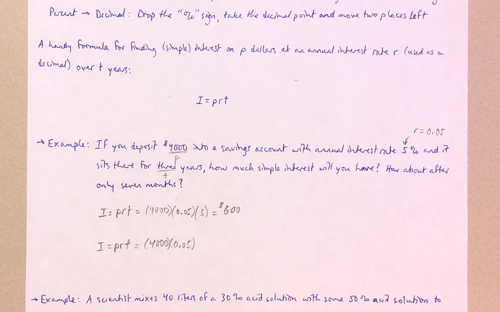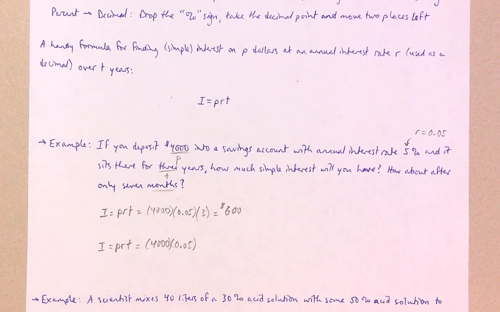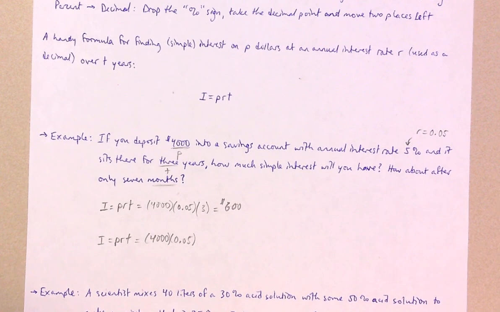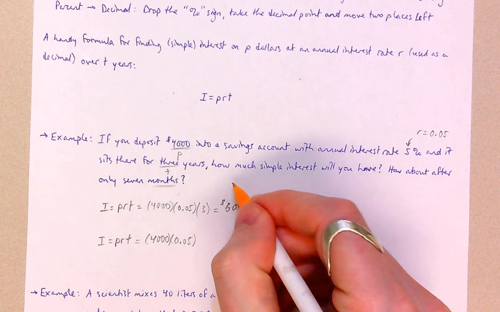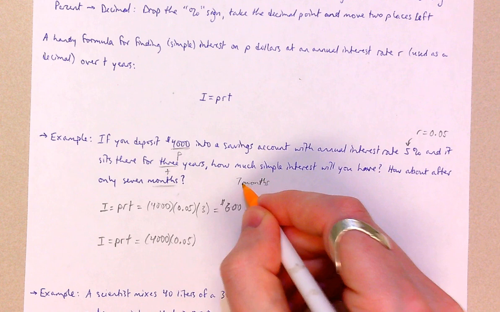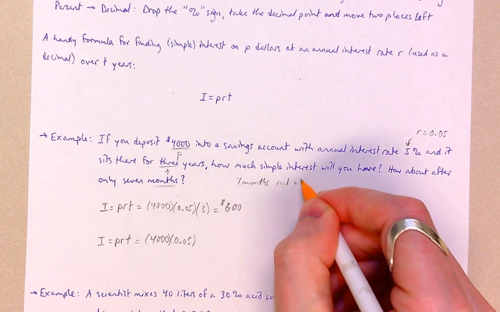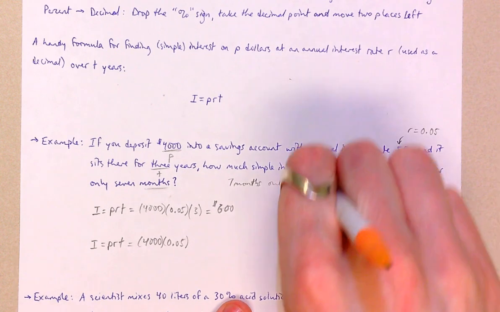And a common error that would be made is that people would just put 7. But they are not keeping in mind that we said 7 months. And time is measured here in years. So what ratio or what part of a year is 7 months? Well, there's 7 months that's been sitting in there out of 12 months in the full year.